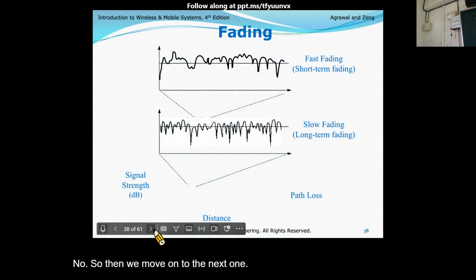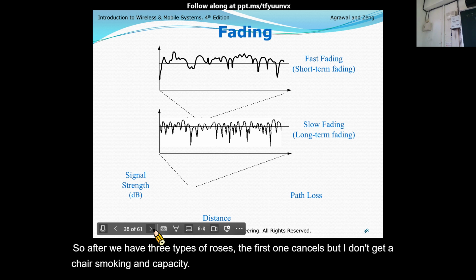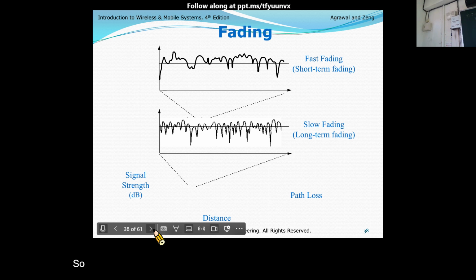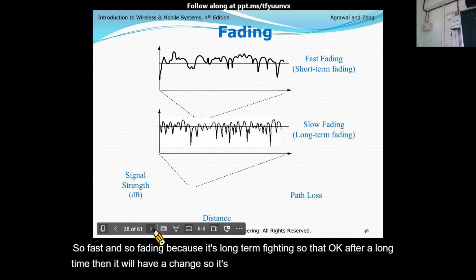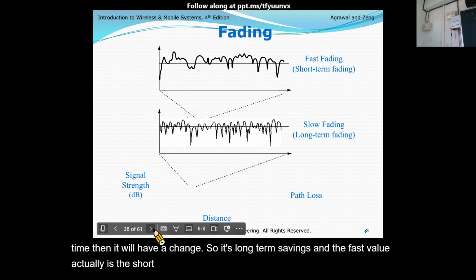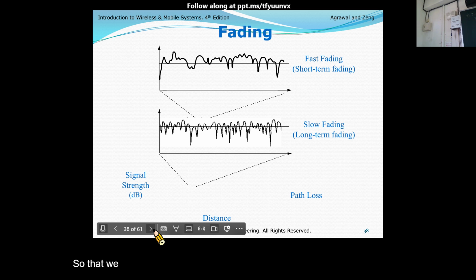So actually, we have 3 types of losses. The first one, path loss, but right now, let's check slow fading and fast fading. So slow fading, we call it long-term fading. So after a long term, we will have a change, so it's long-term fading. And the fast fading is the short-term fading, so that we have further fluctuations.